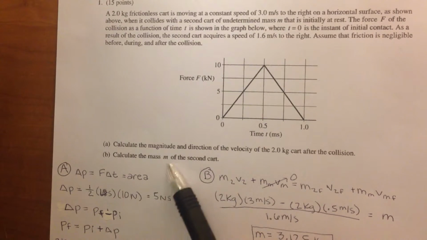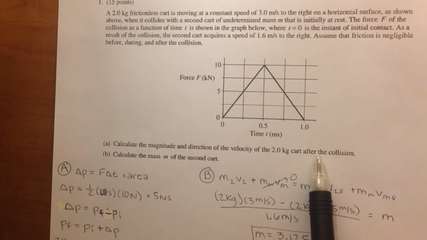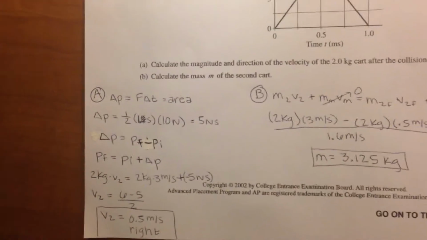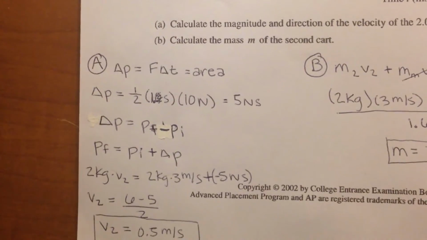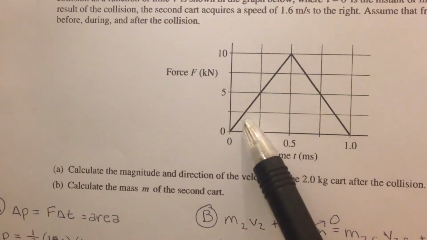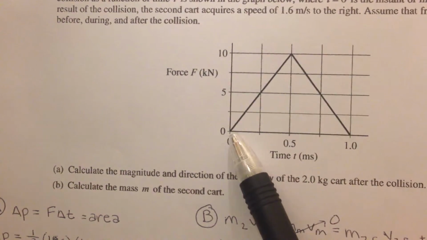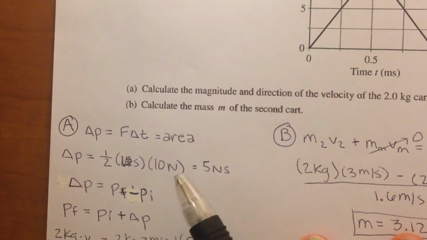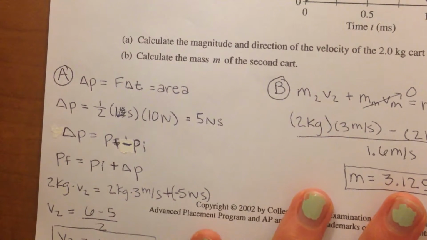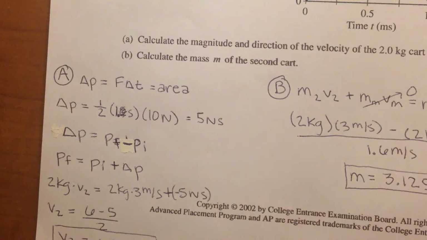So part A says calculate the magnitude and direction of velocity of the 2 kilogram cart after collision. This originally tripped me up for a little bit, but I think I finally got it. We have to originally say that our change in momentum is equal to the impulse, or the force times the change in time, because that's the graph they give us. It's important to know that the area underneath a force-time graph is the impulse. To take the area of that, we can just do 1/2 base times height. So 1/2 times 1 second times 10 newtons, and we find that our change in momentum is 5 newton seconds.